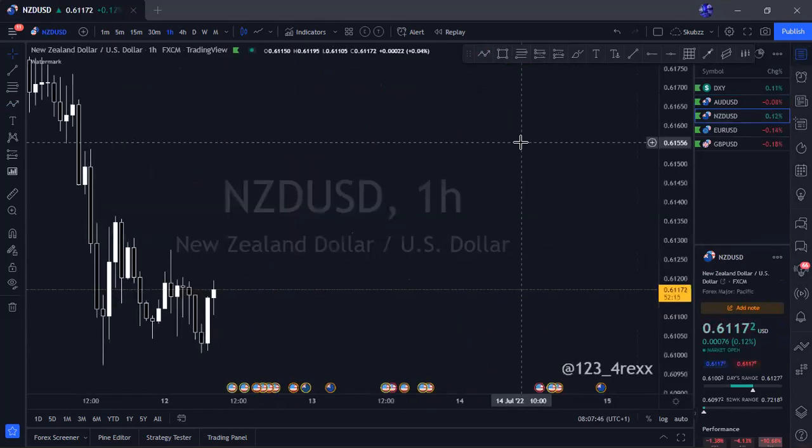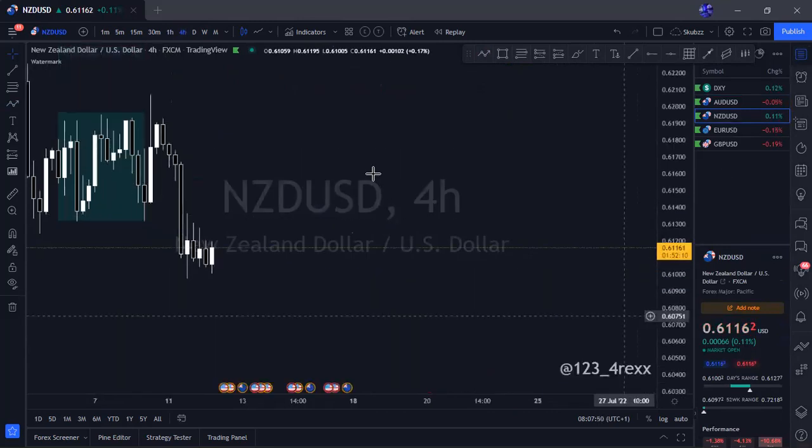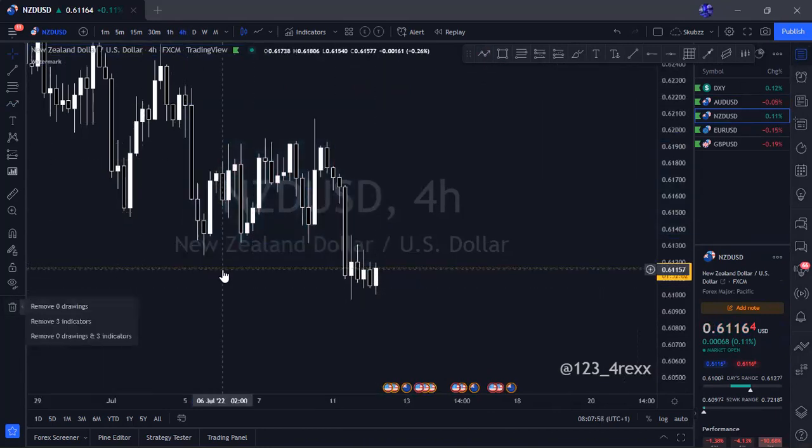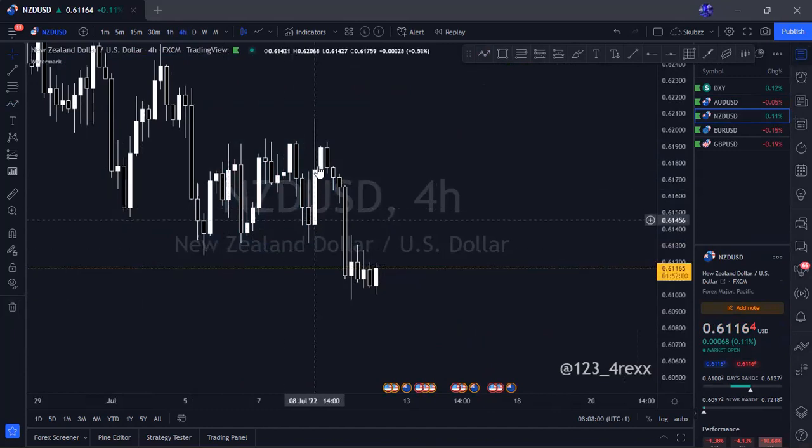Yeah, NZD is almost the same thing. Let me look at the 4H. So NZD consolidated for a while. We had this whole consolidation here. Then we broke structure to the downside. Do you get? So we're bearish.